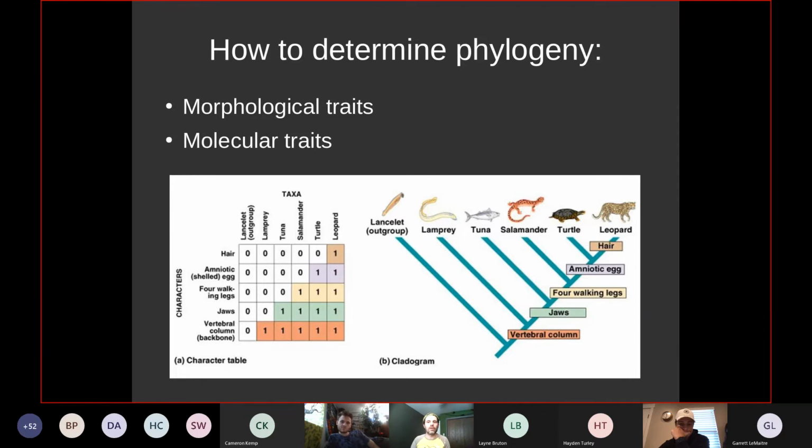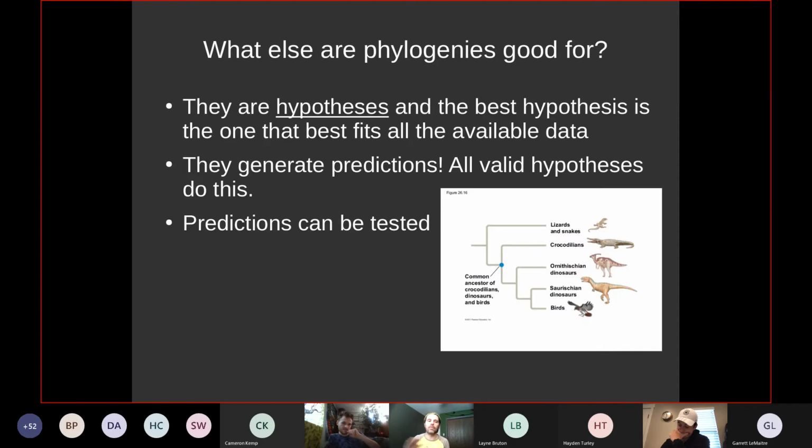What it does do, though, is it makes predictions. Every single phylogeny you've ever seen is a hypothesis. Keep that in mind. And hypotheses, their job is to generate predictions. Okay. Predictions that can be tested. All right, so here's another phylogeny. We've got birds, saurischian dinosaurs, ornithischian dinosaurs, crocodilians, lizards, and snakes.